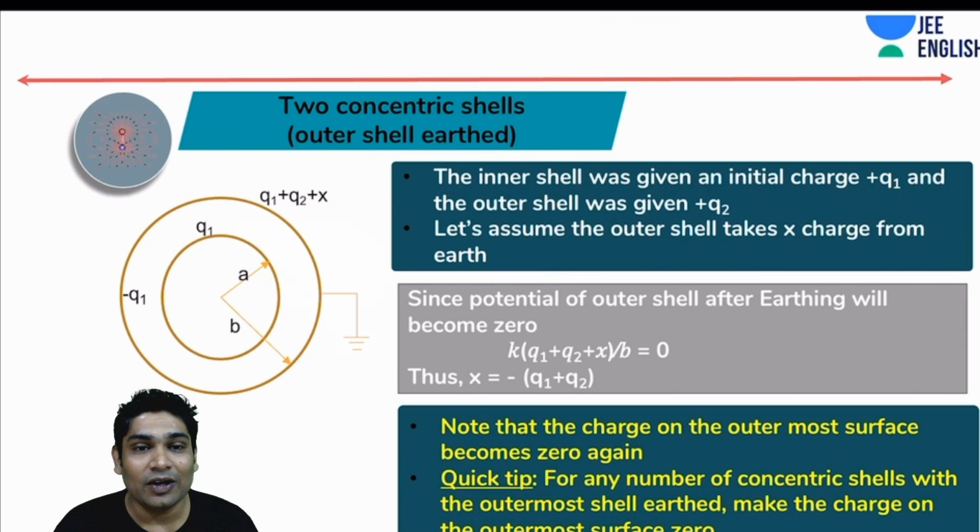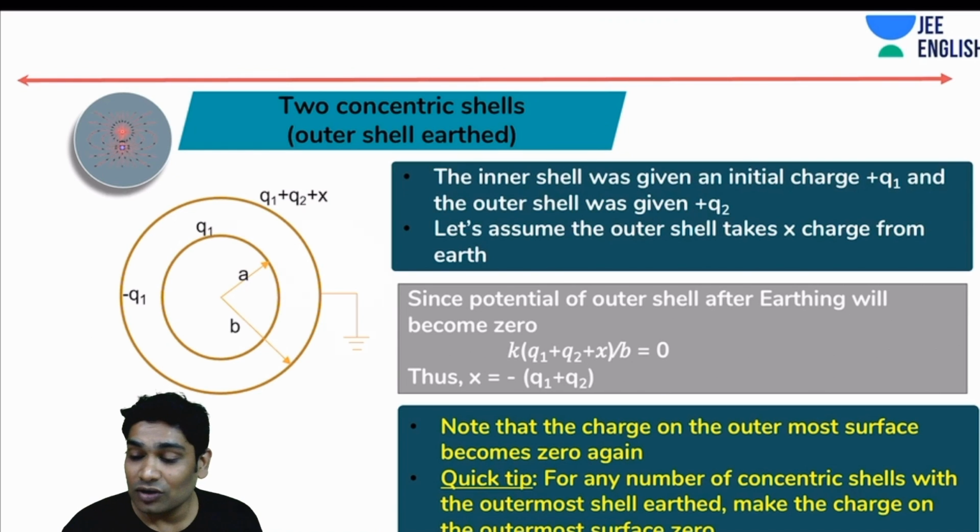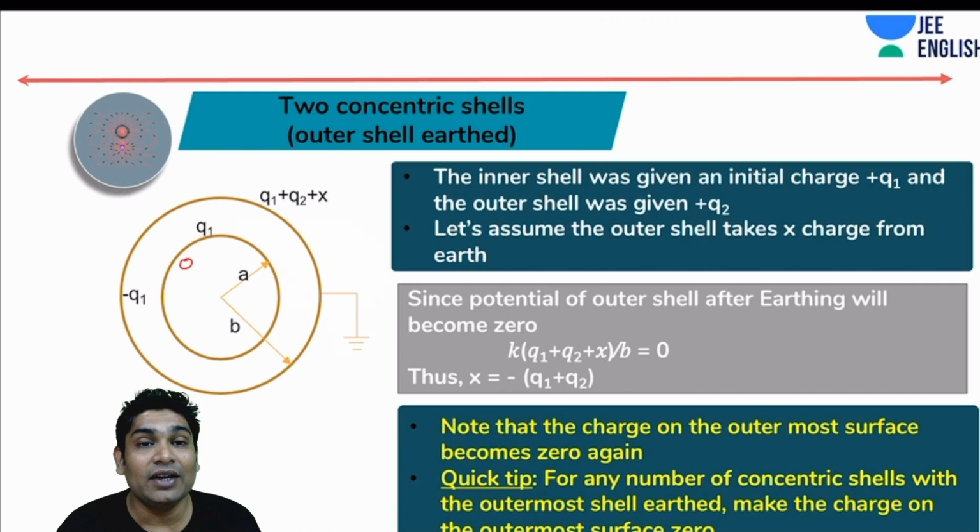Next, let's talk about two conductors, where the outer shell has been earthed. I've been told that the inner shell was initially given a charge of +q1, and the outer shell was given a charge of +q. Here, the innermost surface, I know the charge will be 0. No matter what happens, as long as there is no charge inside this shell, the charge on the inner surface will always be 0.